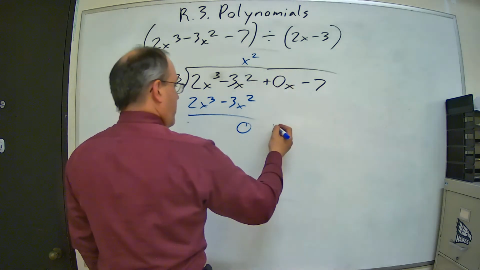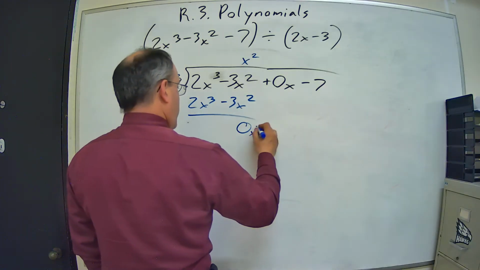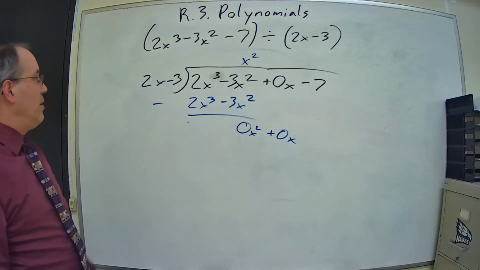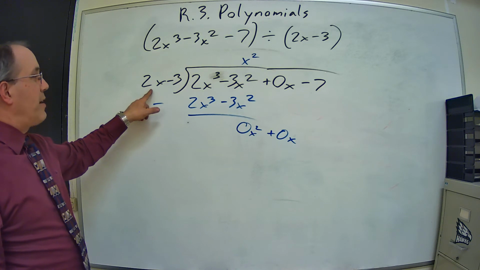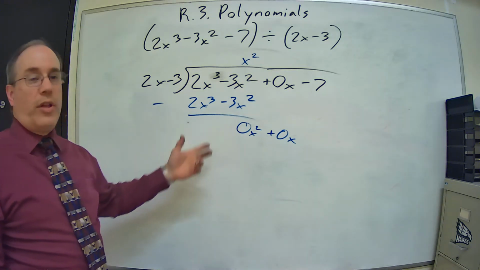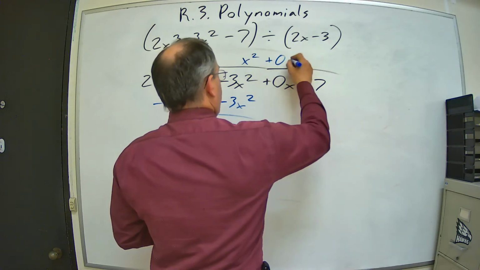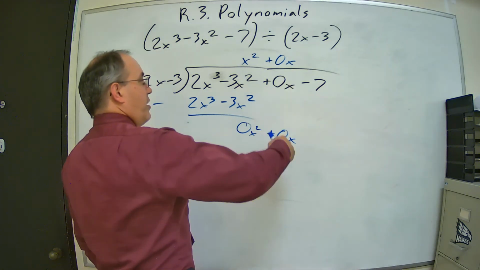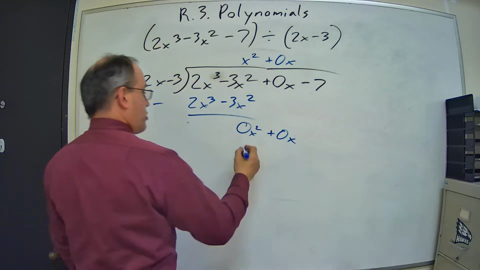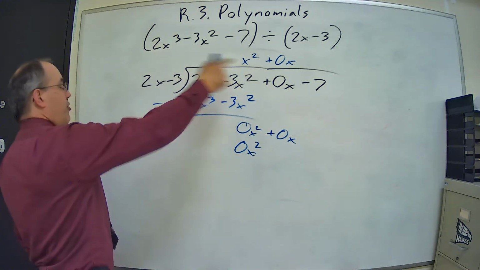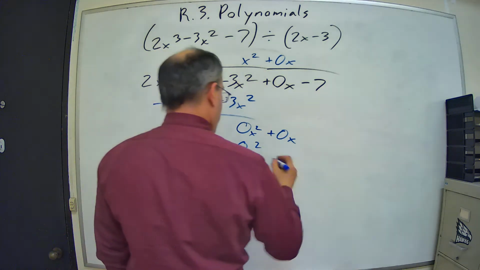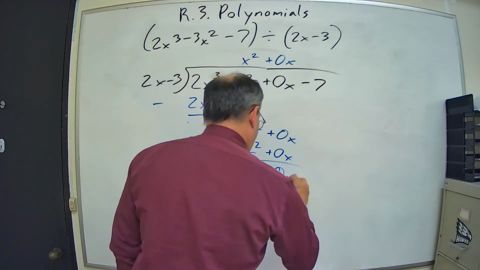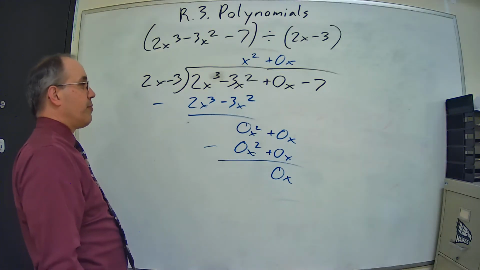Which brings down, and then I bring down a 0, so I have 0x squared, right? Then I have plus 0x. How many times does 2x go into 0x squared? Well, it doesn't, so plus 0x. So I'm going to bring down which 0x times this will give me 0x squared. 0x times negative 3 gives me plus 0x. We subtract, we have 0x, and then we have minus 7.